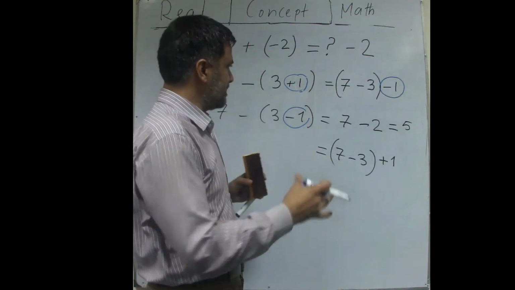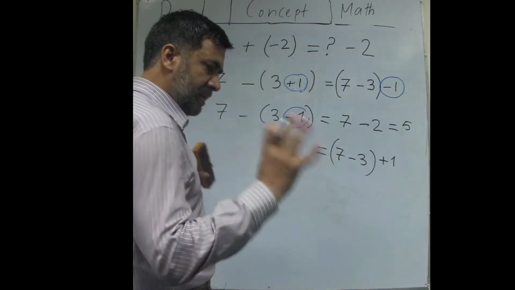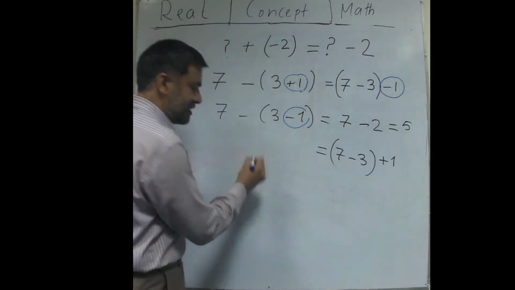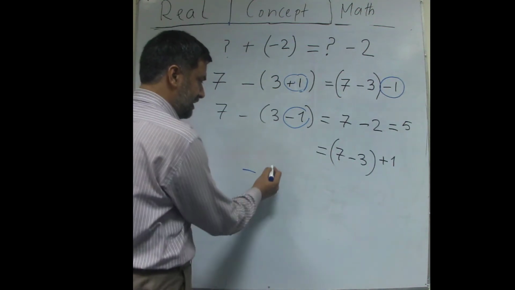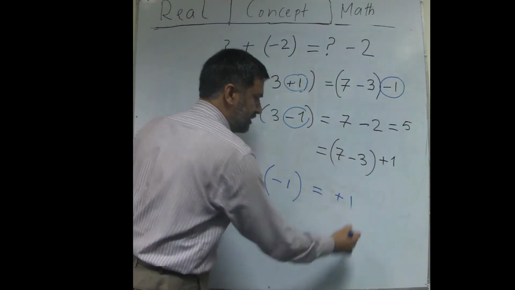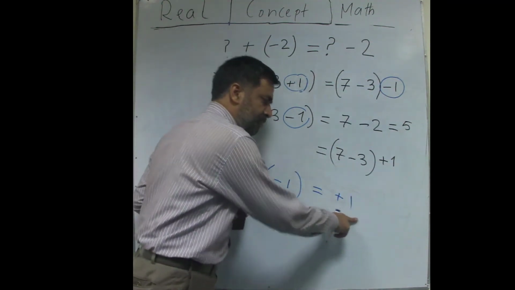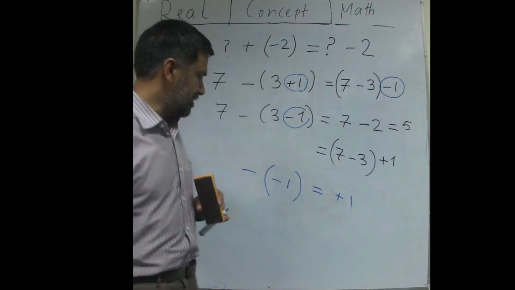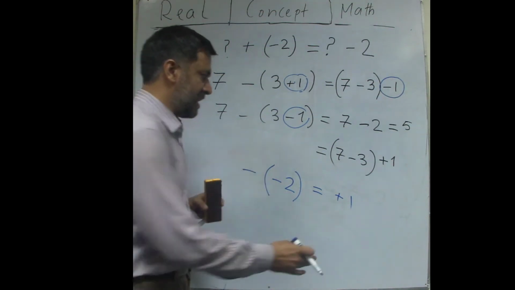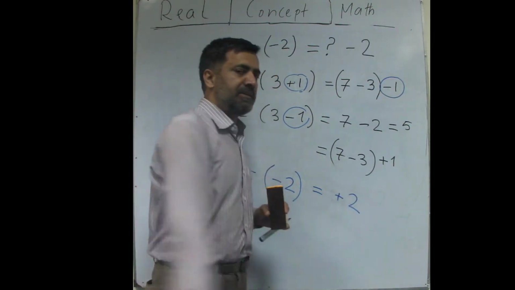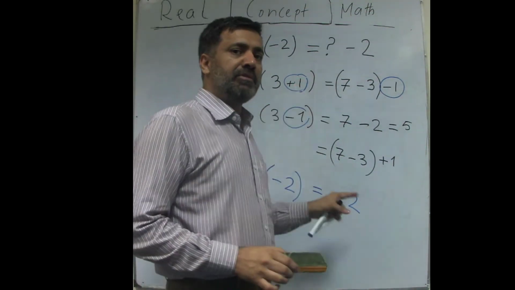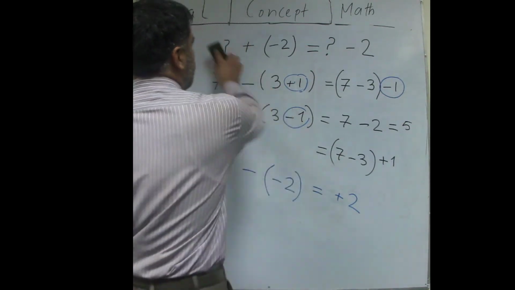These two examples gave us enough reason to discover this rule: that subtraction of any negative number should give me a positive change by that number. So if I now replace this by 2, subtracting minus 2 will be the same as adding 2. This is very important. So we have discovered a new rule, and we will be needing this rule in the operations to come.